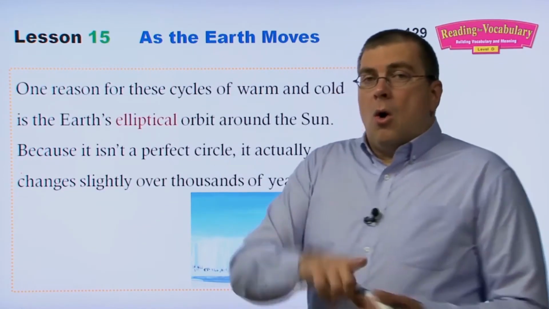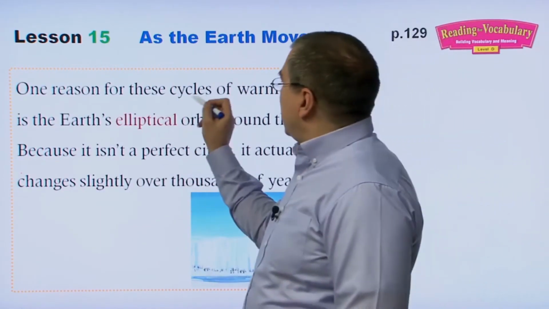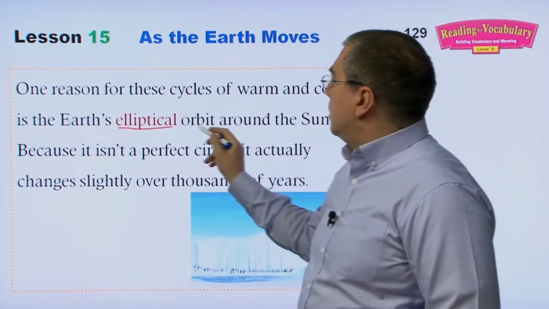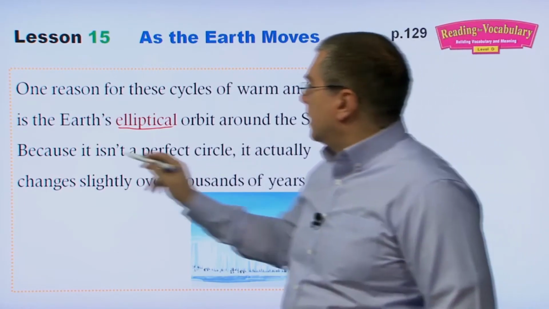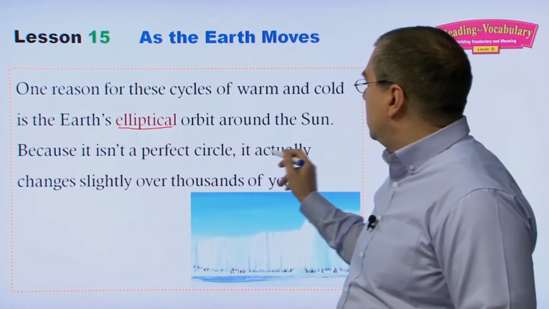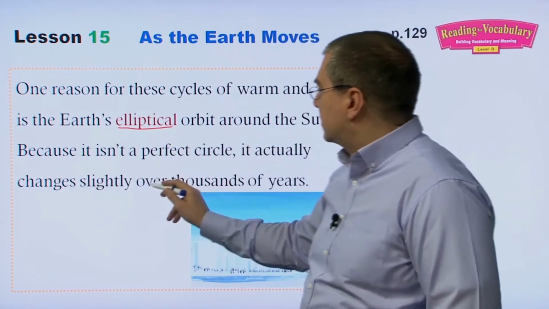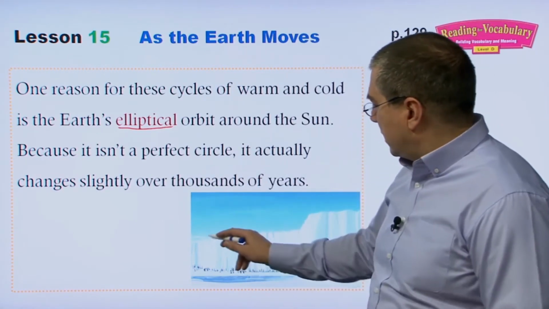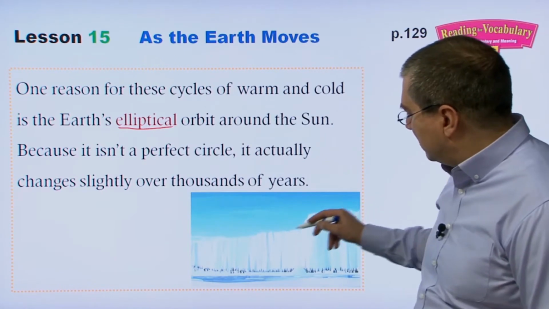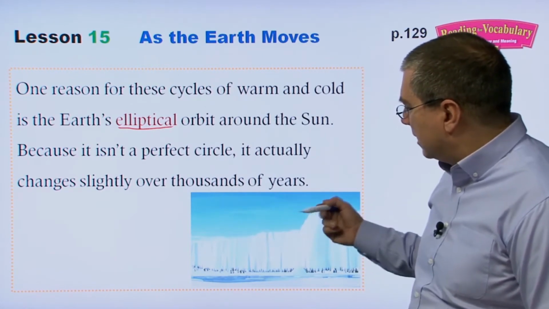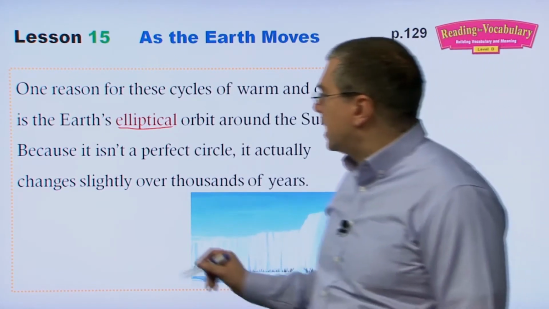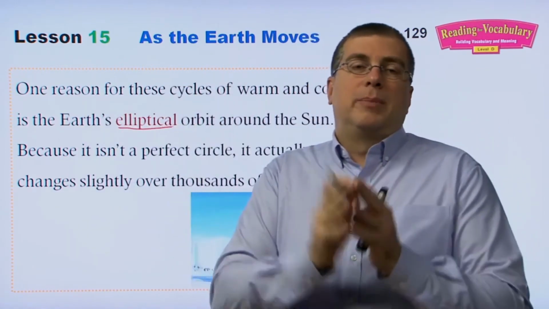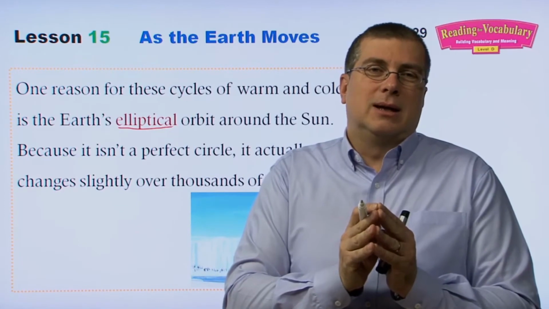Okay. One reason for these cycles of warm and cold is the Earth's elliptical orbit around the sun. Because it isn't a perfect circle, it actually changes slightly over thousands of years. And of course we have a nice picture of the ice age, right? These big sheets of ice coming, right? And then the trees down below. Anyway, let's talk about this. Why are there warmer and colder periods during the ice age?